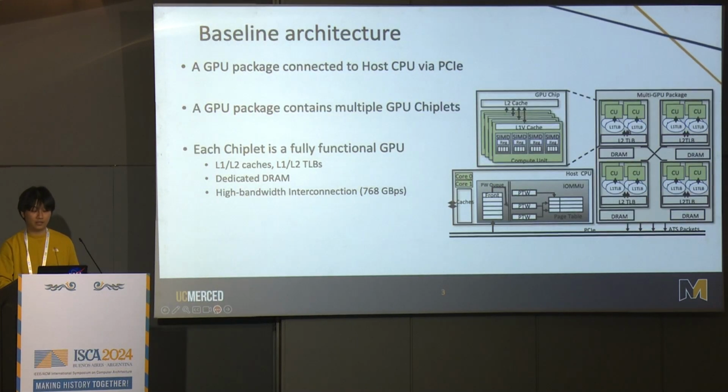Before jumping to our idea, let me first describe the MCM GPU architecture that we target. We consider a single GPU package that connects to a host CPU via PCIe. The GPU package contains multiple GPU chiplets, and in this figure there are 4. Each GPU chip is a fully functional GPU, equipped with L1 and L2 caches, L1 and L2 TLBs, and each chiplet has its own dedicated DRAM. Those GPU chips are connected via high bandwidth interconnections.